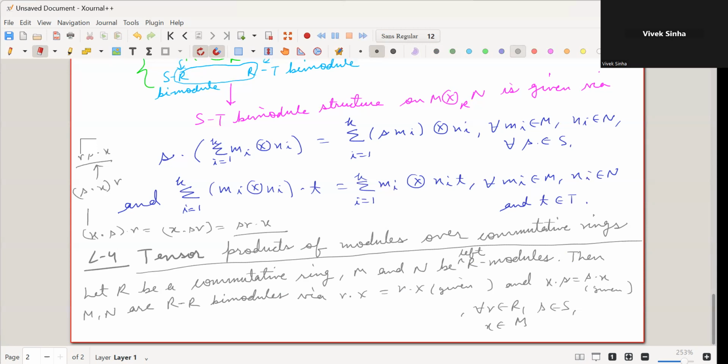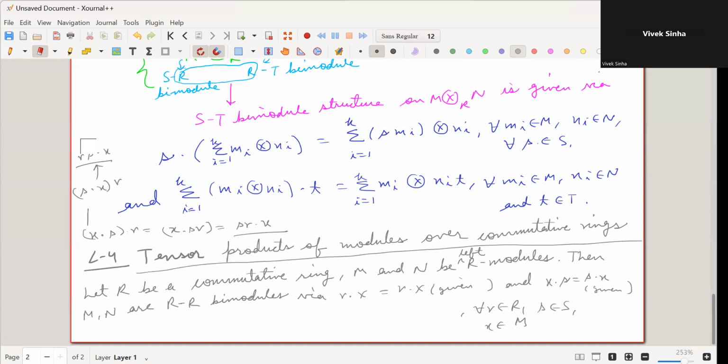Okay. Sir, r·x is equal to r·x, that is given. That means this is the left module structure, the r is multiplying from the left. We have already assumed that M and N are left R-modules, so left multiplication is already given to us. And the right multiplication we are defining, using commutativity, to be just the left multiplication.